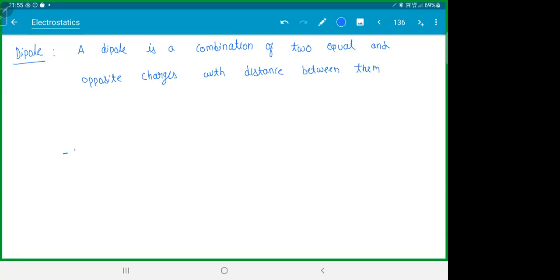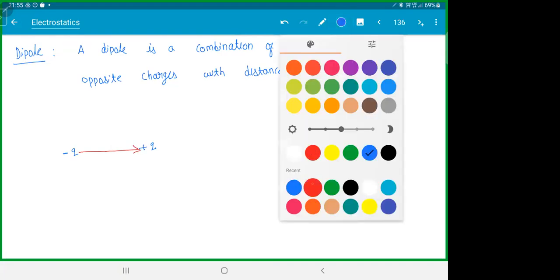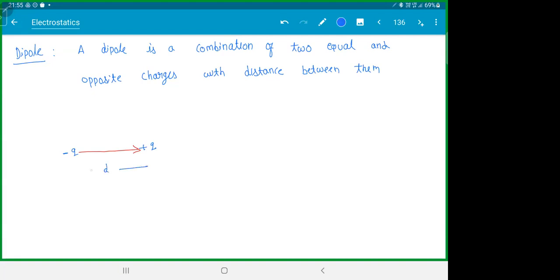So for a dipole, if you have a minus q and plus q, the direction is taken like this. The direction is from negative to positive charge. If this is the distance d, p bar, that is the symbol for dipole moment, is charge into d bar. D bar is a vector from negative to positive charge.